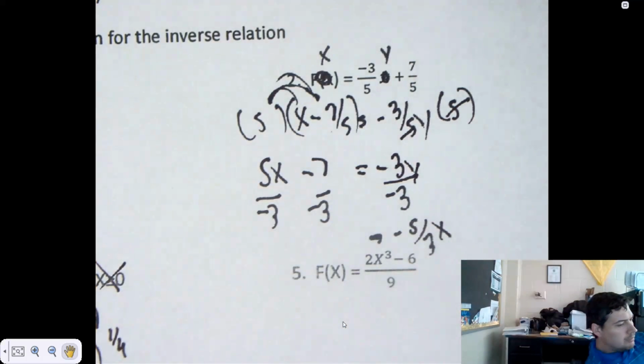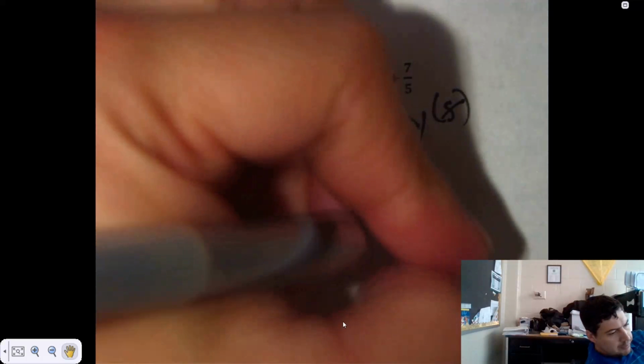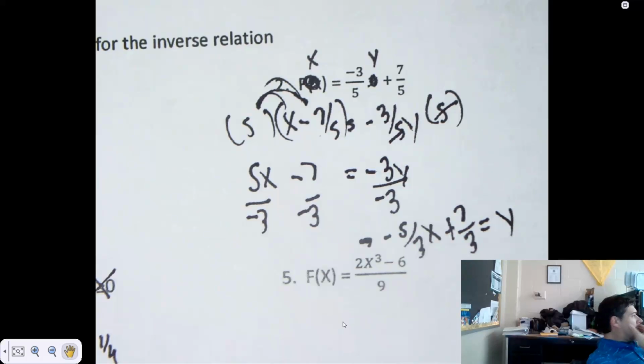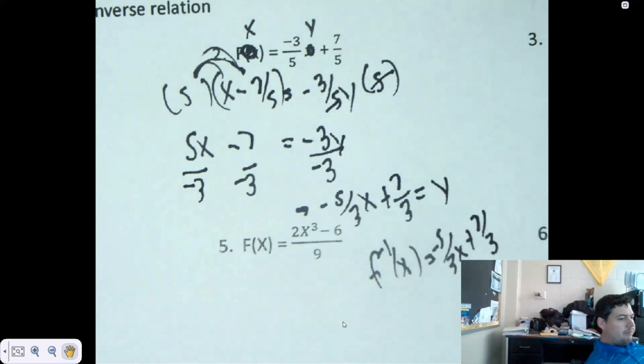Negative 3y is just y. Yeah. Let's say we just look at y. That's the goal, isn't it? Goal is to solve for y. What do you replace that y with? All right, so the inverse of f of x is a negative 5/3 x plus 7/3. Which is what the answer document hopefully says. What else you want to see?